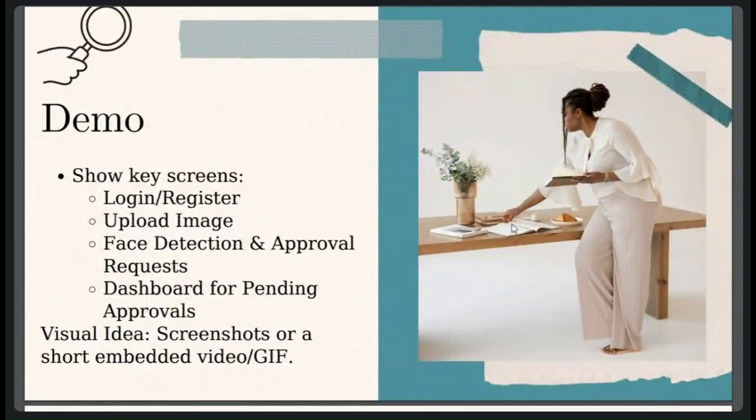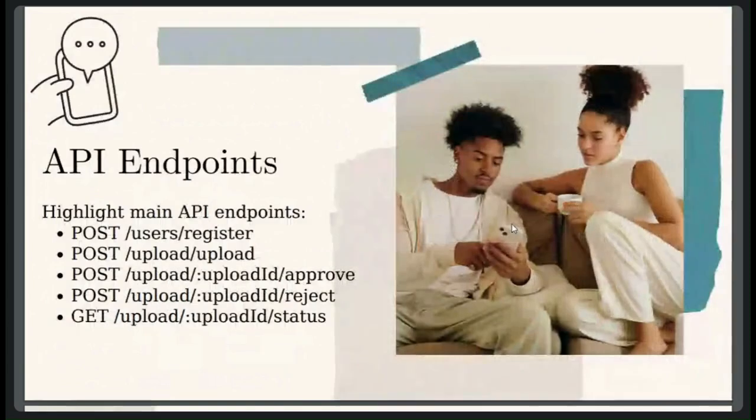This tells us about the basic structure and the demo of the website. There will be various screens, like a login screen and a register screen. Then we upload an image in a separate upload image screen. After that, face detection and approval requests are handled by a different route. Then there is a dashboard for each registered user, showing the pending approval requests or the various consents for that particular user. Moving on to the next slide.